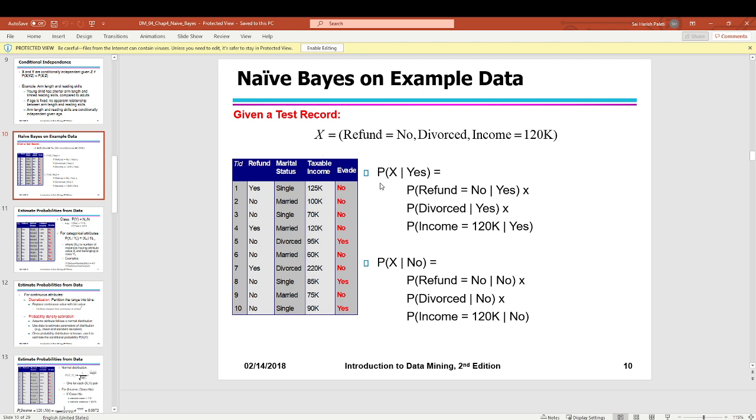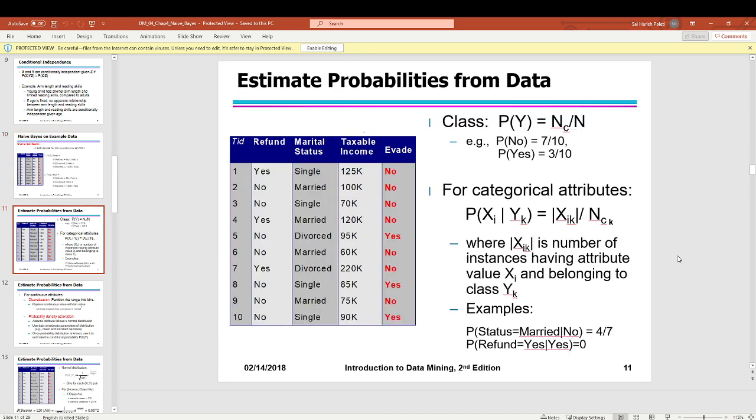And here is the way for calculating the probability of x given yes and the probability of x given no. And this is the step-by-step process for solving this example.